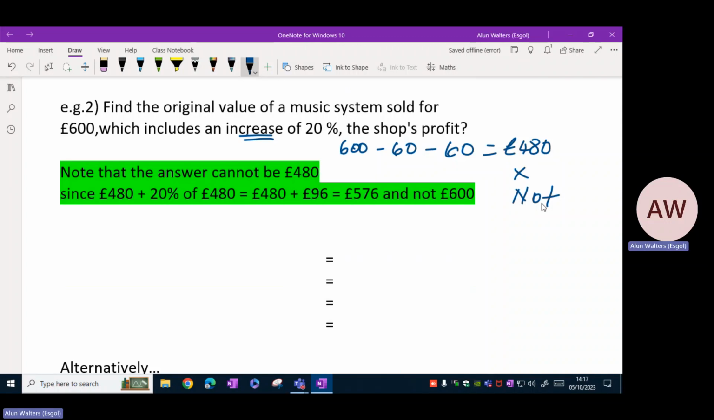Okay, so we must use the method I'm suggesting. So this is what I'm suggesting.